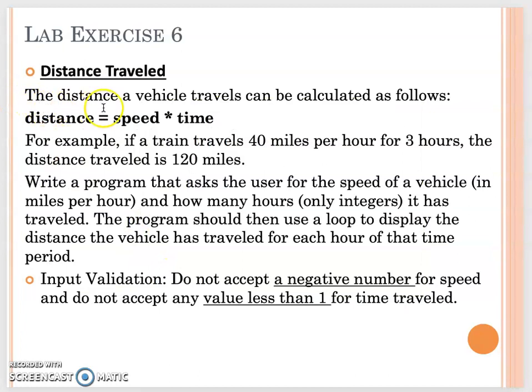To calculate the distance, how many miles traveled, the distance equals the speed times the hours. When you ask for the user input, the first thing we need to do is input validation. We don't accept a negative number for speed, and we don't accept any value less than 1 for the time traveled.